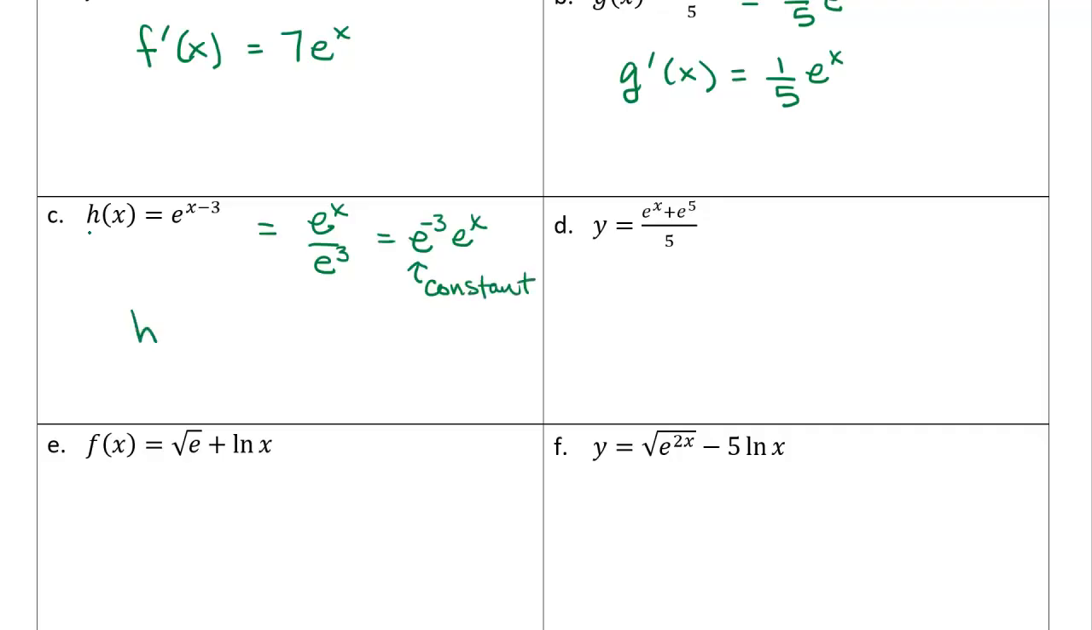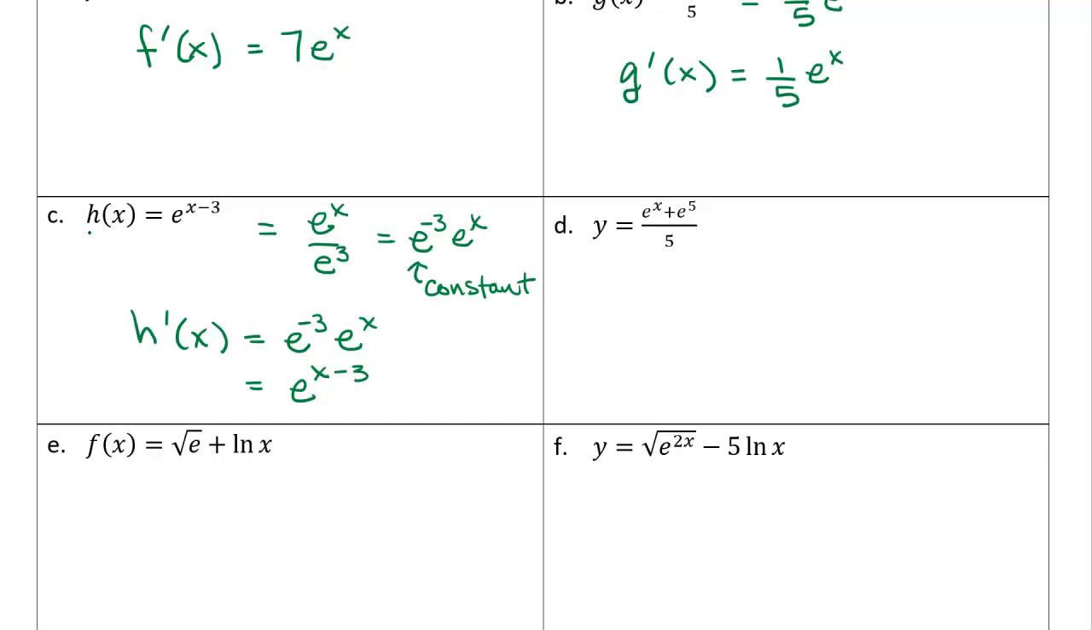And we can take the derivative now of this function, and we're going to hang on to that e to the minus 3 and take the derivative of e to the x, which is e to the x. So there we go, it's the same thing again. And we could rewrite this if we want to. We know that if we have the product of two exponentials with the same base, we can add the exponents, right? And so we could rewrite this as e to the x minus 3 if we want to.